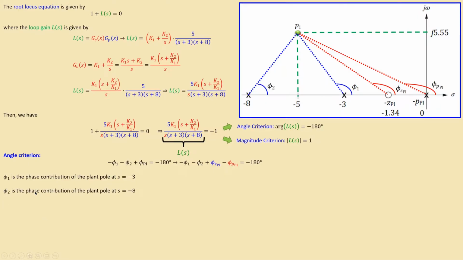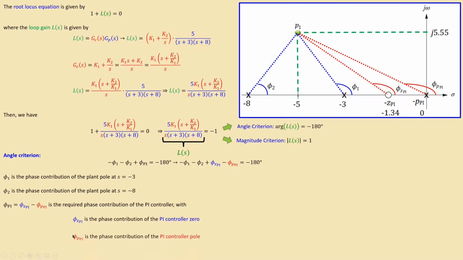Again, phi 2 is the phase contribution of the plant at s equal to -8. And phi of PI is the phase contribution of the PI zero minus the phase contribution of the PI pole, which is the required phase contribution for our design that must be provided by the PI controller. Again, this is the phase contribution of the PI zero and this is the phase contribution of the PI controller pole.